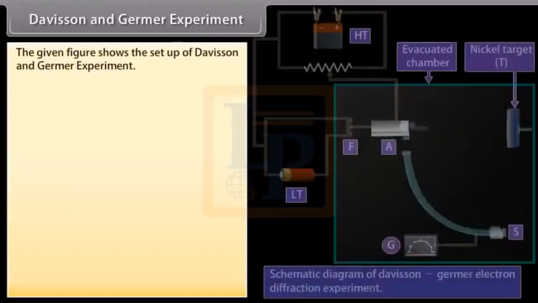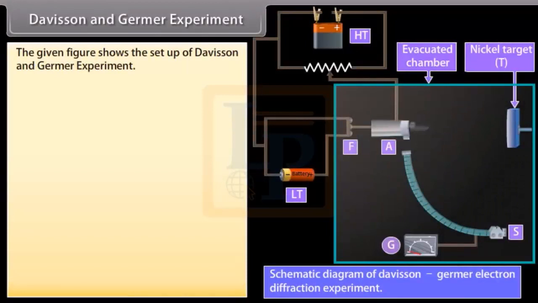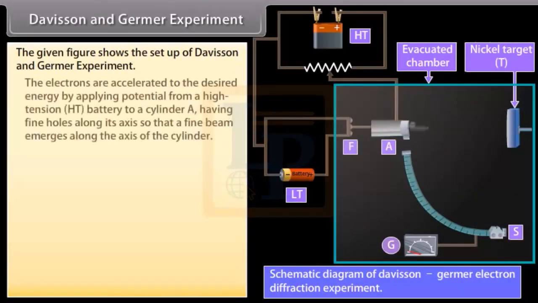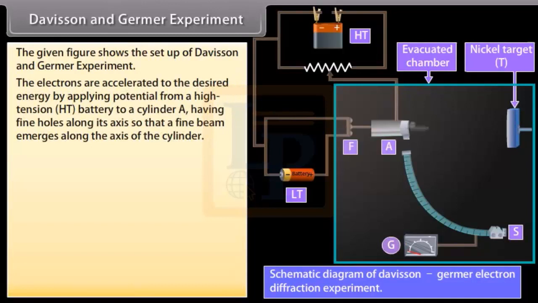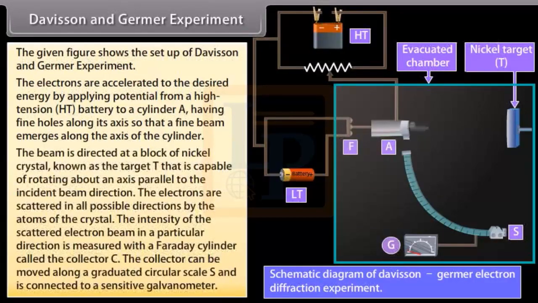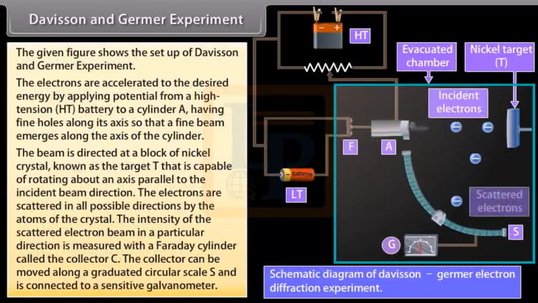Davisson and Germer experiment. The given figure shows the set up of Davisson and Germer experiment. The electrons are accelerated to the desired energy by applying potential from a high-tension HT battery to a cylinder A having fine holes along its axis so that a fine beam emerges along the axis of the cylinder. The beam is directed at a block of nickel crystal known as the target T that is capable of rotating about an axis parallel to the incident beam direction.